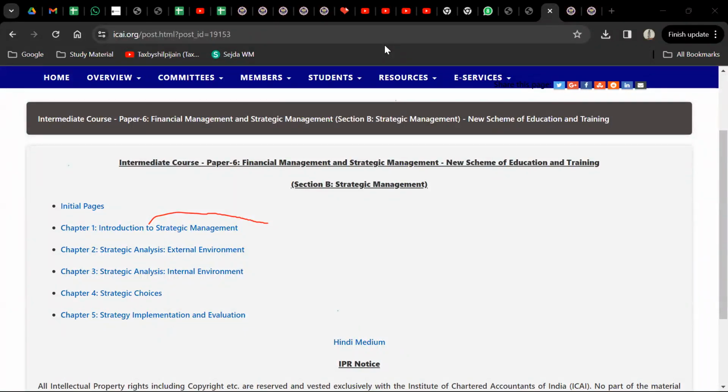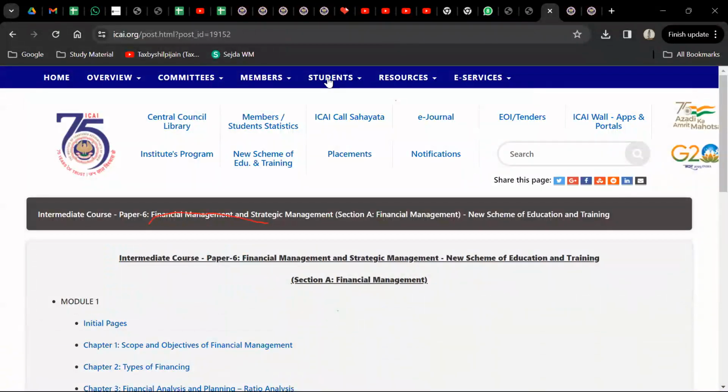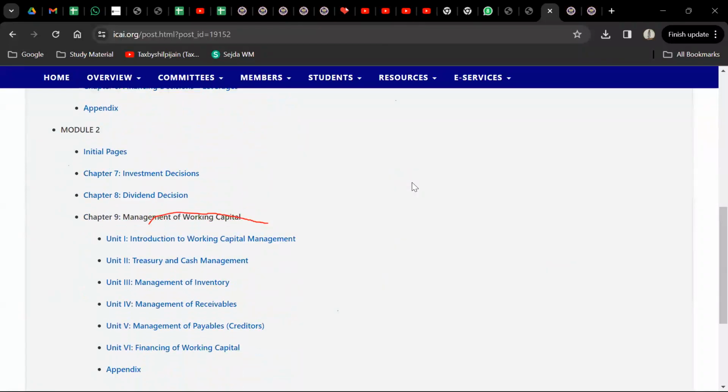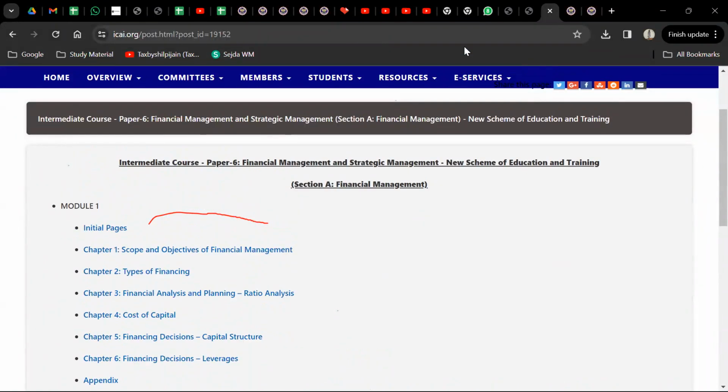Second thing, if I come to the financial management portion, you can see it here. It's very lengthy. Nine chapters are there, and in those 9 chapters also, so many units are there. So this syllabus is very huge. So strategically, you must focus on the theory portion first. Are you getting my point, everyone? Yes or no? Can you please talk?